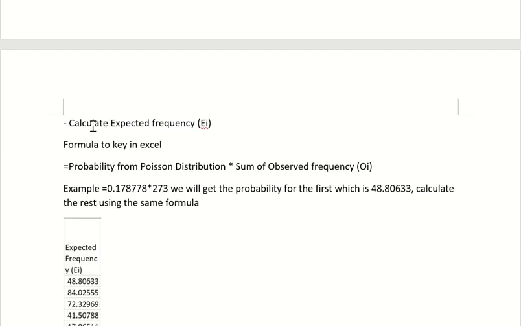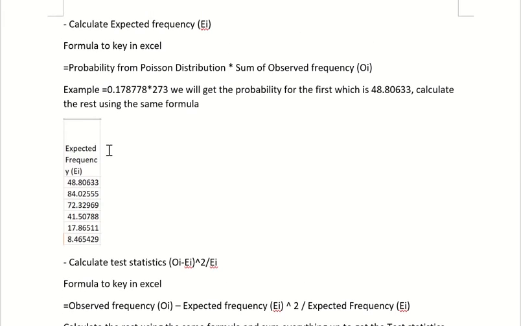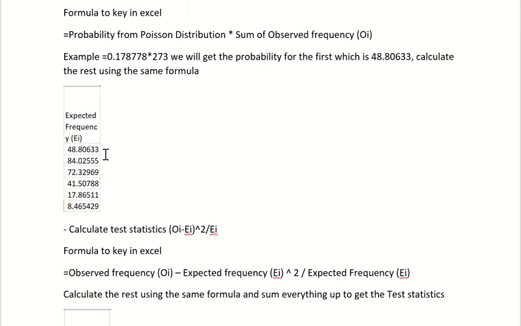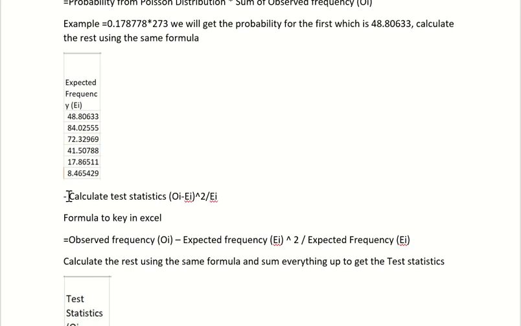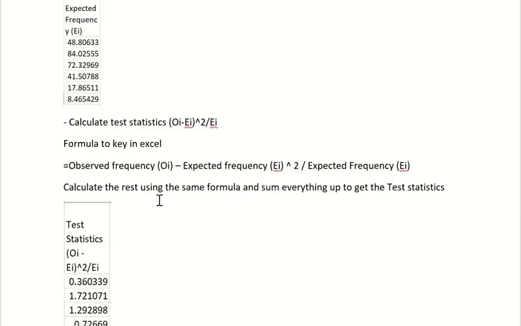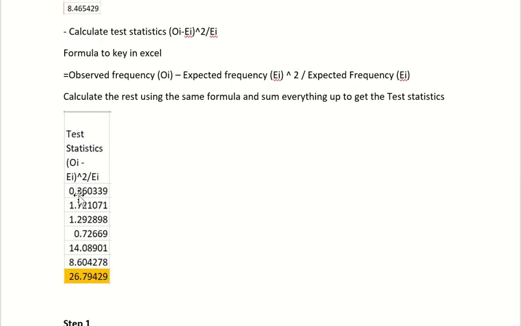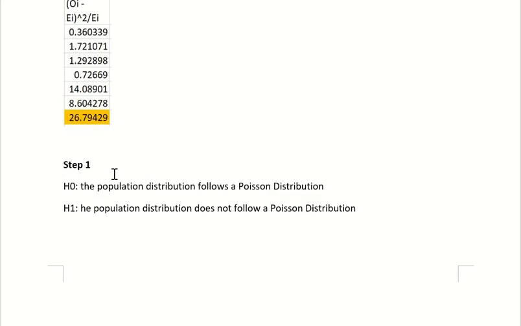Moving on, we'll calculate the expected frequency. The formula to be used will be the probability from the Poisson distribution times the sum of observed frequency respectively. Okay, so next will be to calculate the test statistic, which is observed minus expected to the power of 2, divided by expected. Do the same for every column, and then sum up everything to get the test statistic.